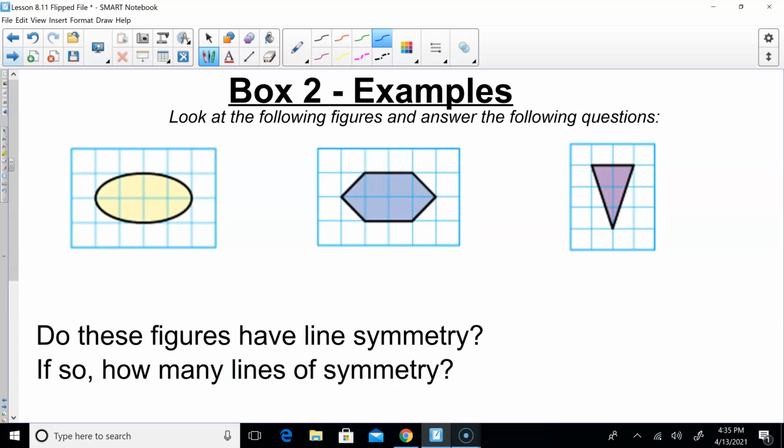Right now we're looking at the figures and answering the following question. Do these figures have line symmetry? If so, how many lines of symmetry? So once again, we're going to start to do it. We look at the shape.